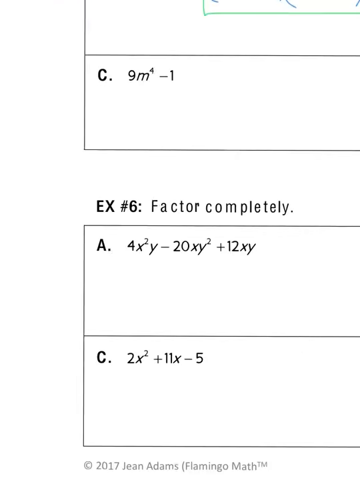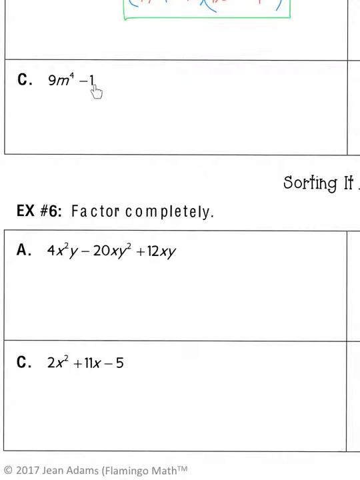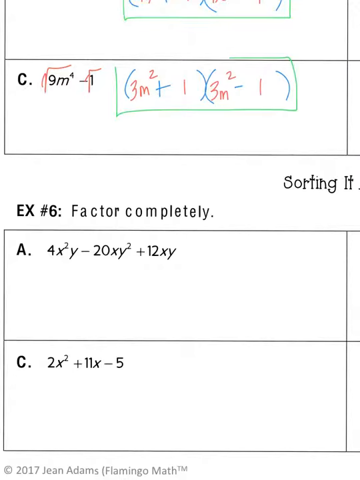Let's look at C. For C, don't forget that 1 is a perfect square, 9 is a perfect square, and anything to an even power is a perfect square. So this is the difference of two perfect squares, so it meets the qualifications for the pattern. So I get a plus minus. The square root of 9m to the fourth is 3m squared, and 3m squared. The square root of 1 is 1 and 1. Then you want to look, can I factor this any further? Nope, the 3 kind of kills it. m squared is a perfect square, and 1 is a perfect square, but 3 is not. So we are done with that.